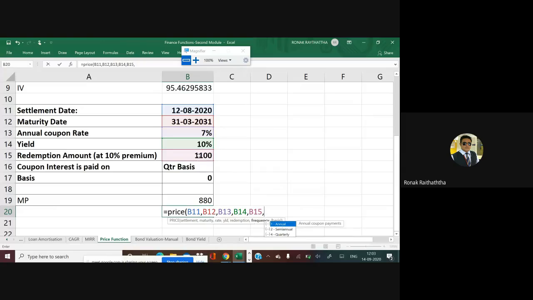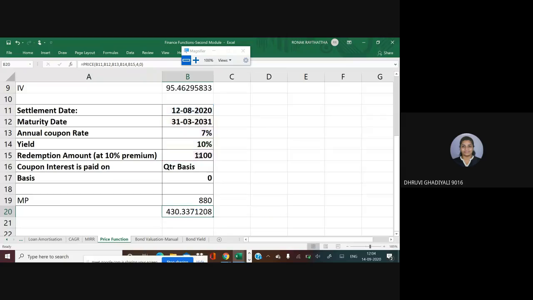Frequency has to be 4 because my interest payment is on quarterly basis, so it needs to be 4 instead of 2 or 1. So writing 4 over there, comma. Then again I am taking 0 as the basis. That means 360 days we are assuming in a year. Closing the bracket, pressing the enter, and the price I'm getting is too low. Is everyone getting the same price? Please check it out.